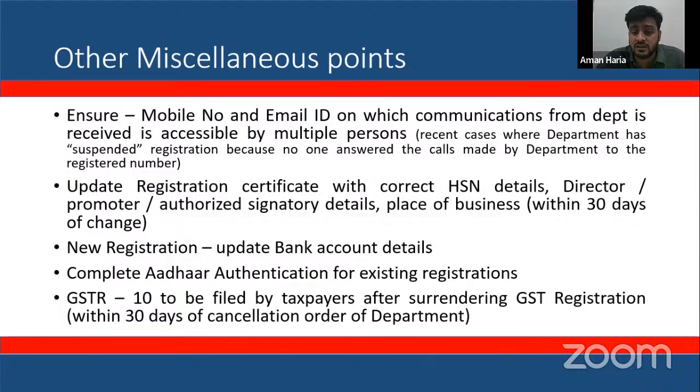Lastly, if you are in the process of closing down the business for some reason and you have surrendered the GST registration to the department, then once the order of cancellation has been received by you, within 30 days of that, you are expected to file a GSTR 10 form, wherein certain details have to be mentioned regarding stock that you have or ITC which is there in the goods and so on and so forth. So in that case, please make sure that you file GSTR 10 within 30 days of such cancellation order which you have received from the department.